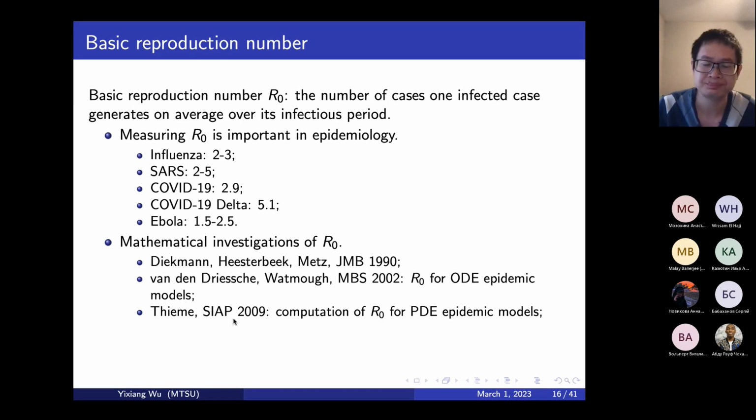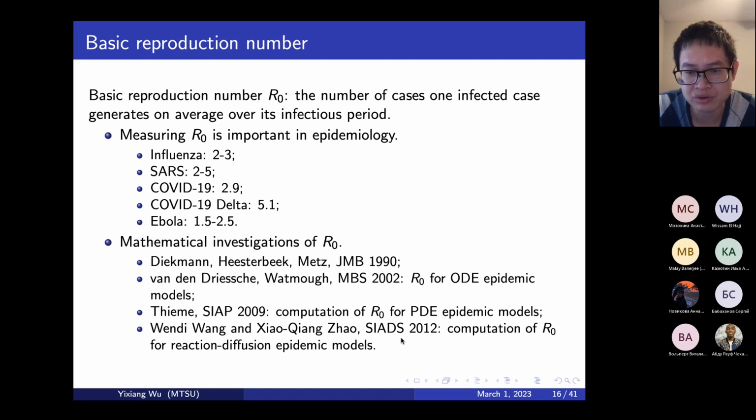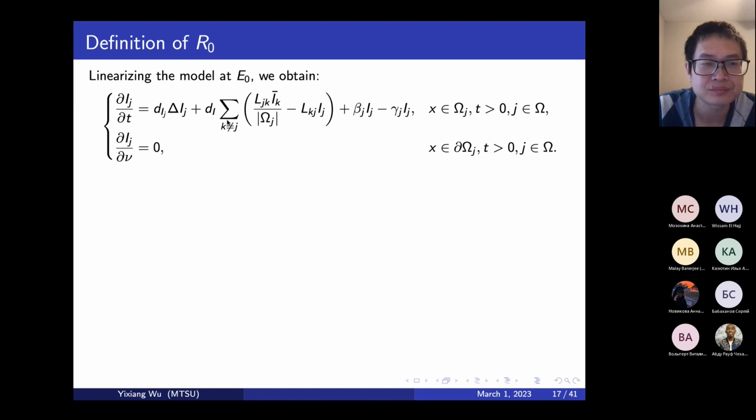For partial differential equation models, Thieme has a nice definition for R0. And for reaction diffusion models, there is a paper in SIAM J. Applied Dynamical Systems about computing R0 of reaction diffusion epidemic models. We can just follow these two papers to compute R0 for the model. So we can linearize the model at E0, and we get this.